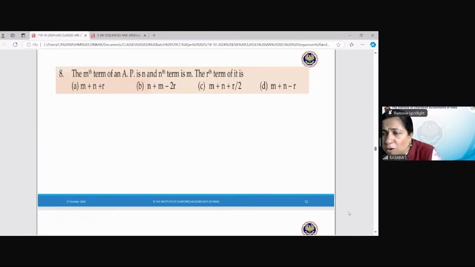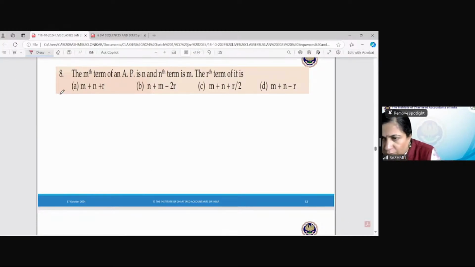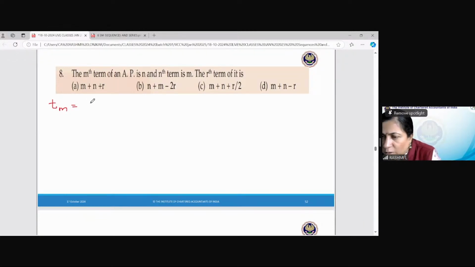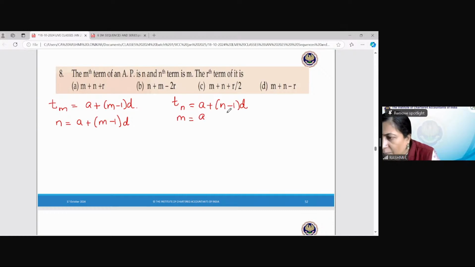The mth term of an AP is n. Tm will be equal to A plus m minus 1 into D. The nth term, they are saying, is m. So I have n is equal to A plus m minus 1 into D. Similarly, Tn is equal to A plus n minus 1 into D. The nth term is m. So m is equal to A plus n minus 1 into D.